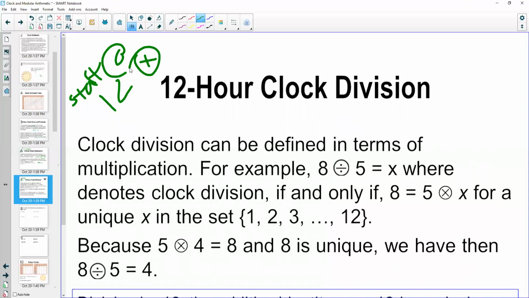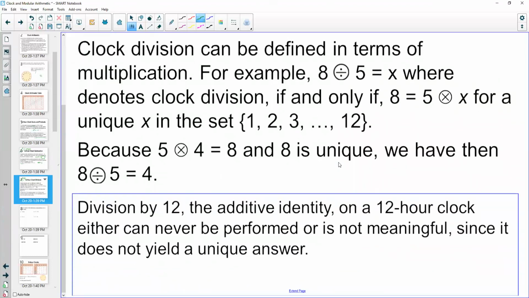Okay? This is going to work for division too, but you really have to rewrite it as multiplication to get division. So we'll talk about that. But what happens in multiplication is the idea is 5 times 4 is 20, right? 20 hours from 12.